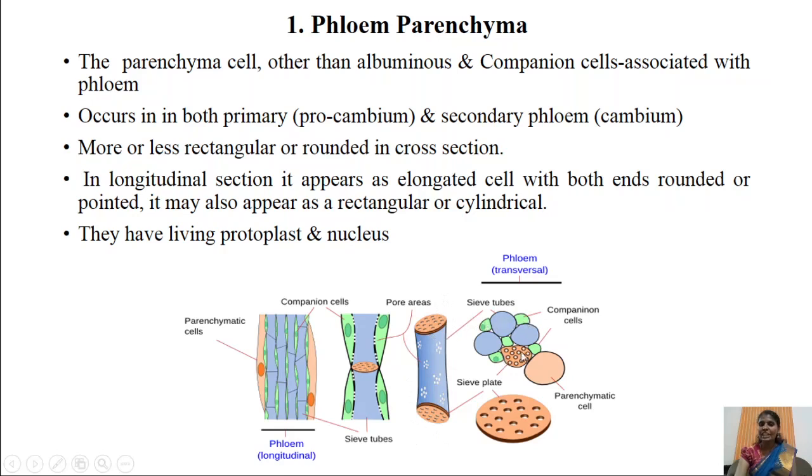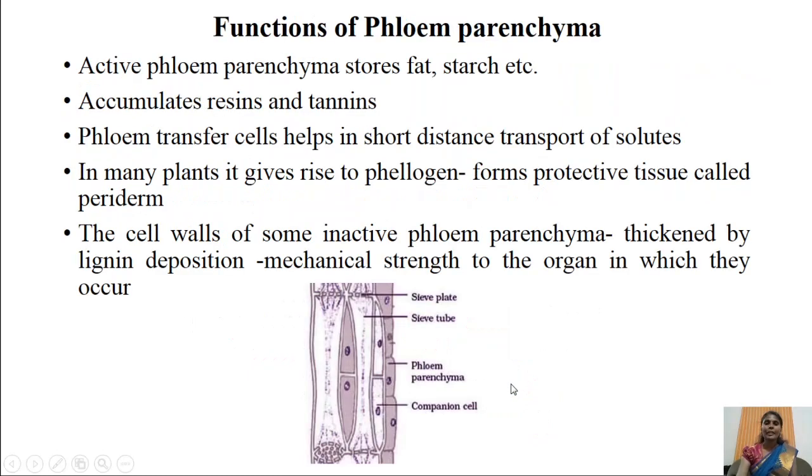The light green color cells are companion cells, which are always associated with the sieve tubes, which will give company in translocation. And these are referred to as parenchyma cells, whose structure in their cross section is a little bit circular or rectangular in shape. Then move on to the functions of phloem parenchyma.